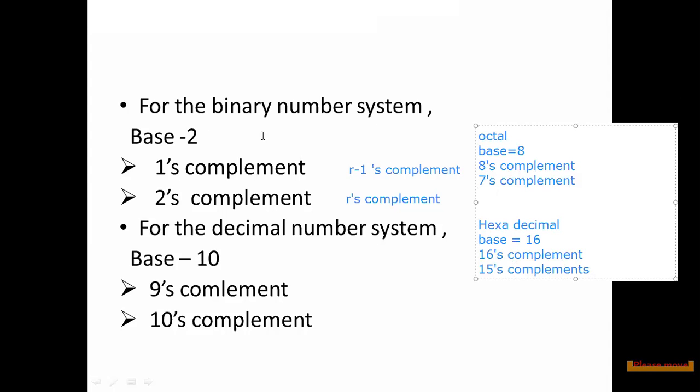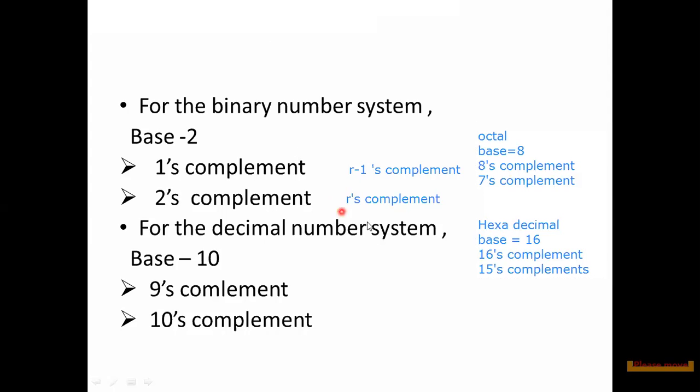So for any number system, we have two complements: R's complement and R minus 1's complement. For binary, 1's complement and 2's complement. For decimal, 9's complement and 10's complement. For octal, 8's complement and 7's complement. For hexadecimal, 16's complement and 15's complement. These are the complements we are using.